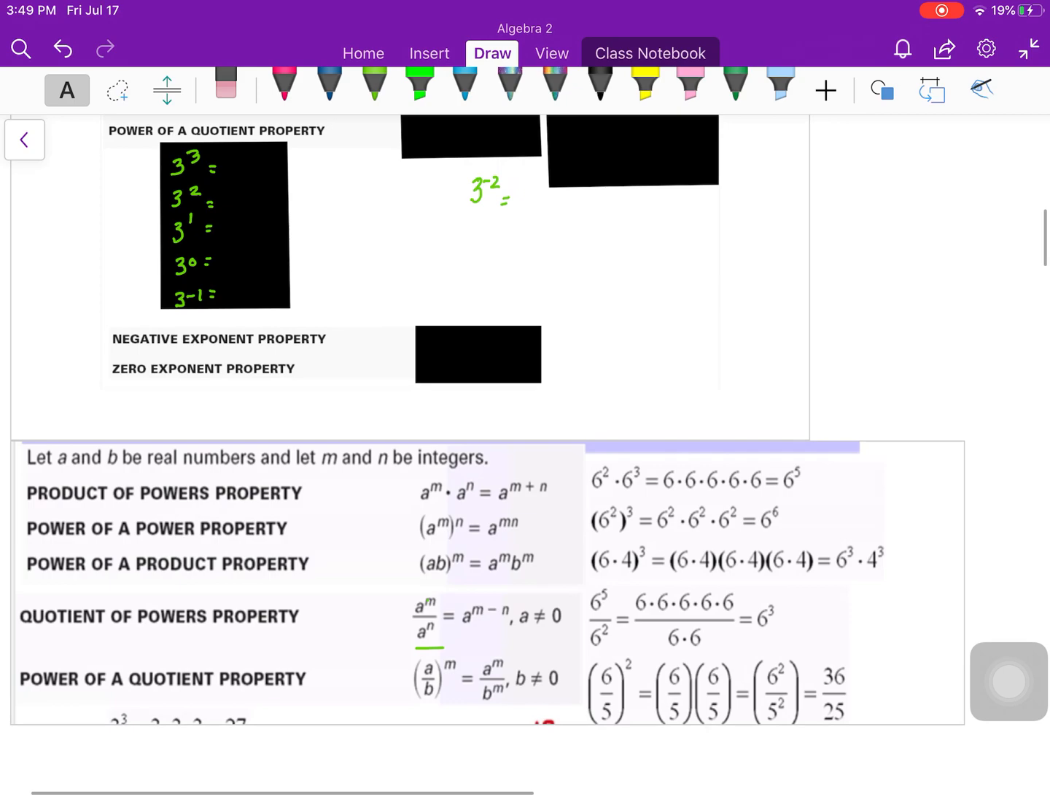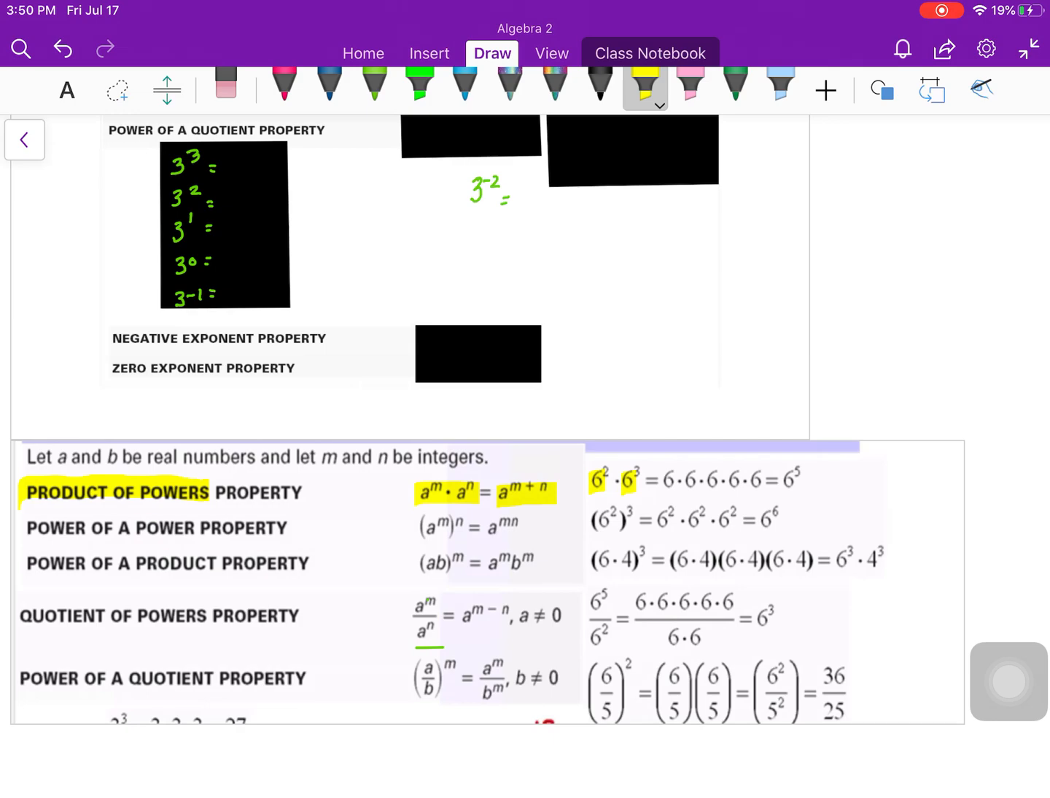All right, now we're going to look at some of the properties of exponents, and then I also have an example of each. So the first one that we're going to start with is called the product property, product of powers. So that means a to the m times a to the n is the same as taking a to the m plus n.